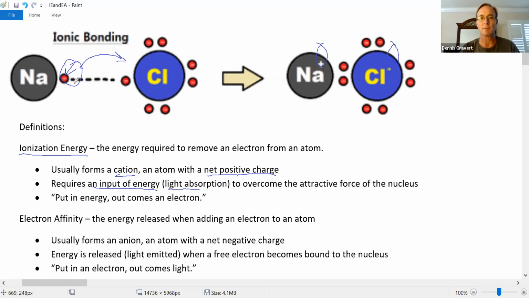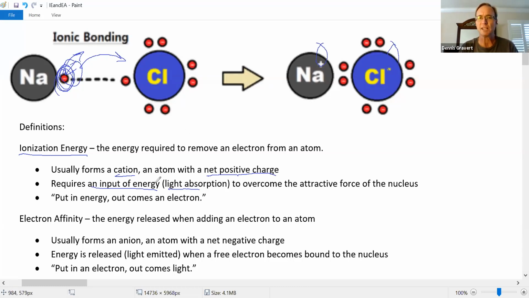And if you give it the right amount of energy, this electron can absorb the light, and the energy in the light gets taken on by the electron. I tend to think of it like kinetic energy. So now this electron can go faster and can escape. It can be ejected out of the sodium atom.